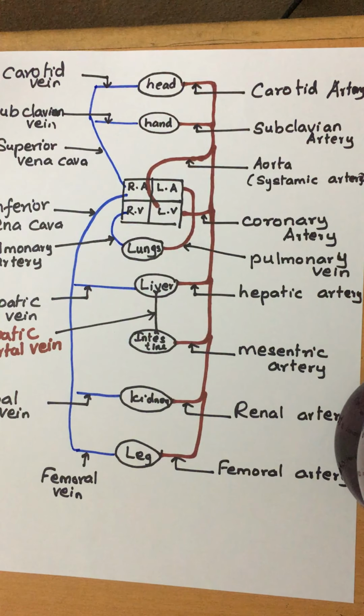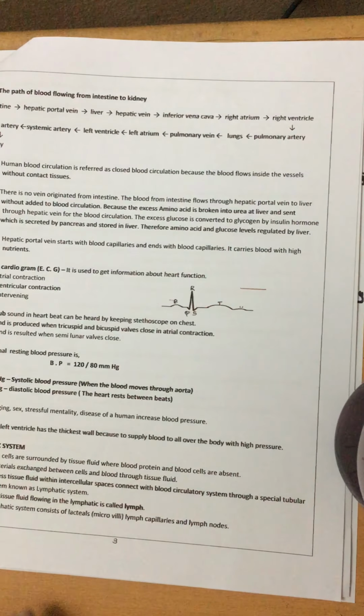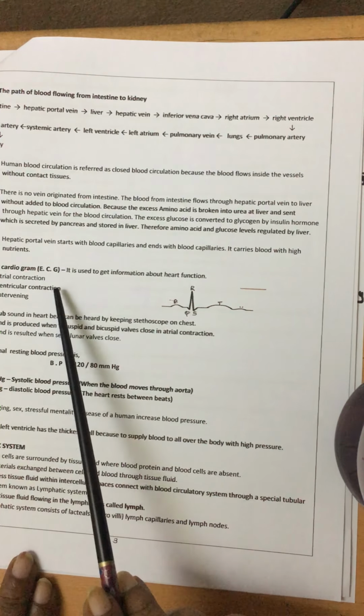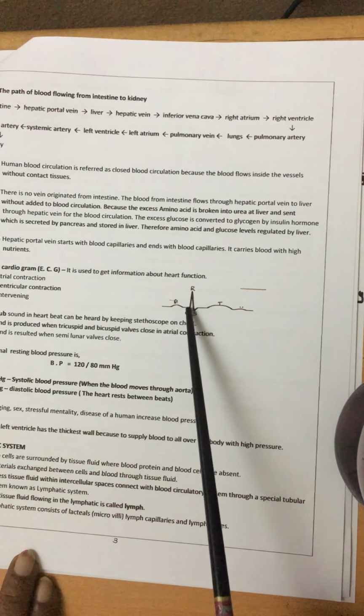Next one, the heart function. Heart function is detected by ECG. So this is the ECG, electrocardiogram. This is the graph. In a normal healthy person, you get this pattern continuously. Here this R denotes the ventricle contraction.